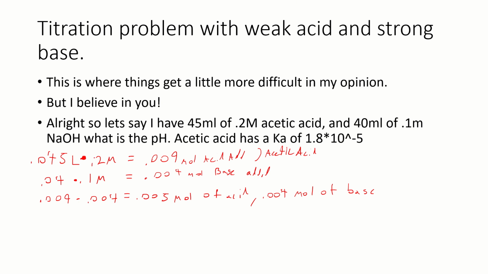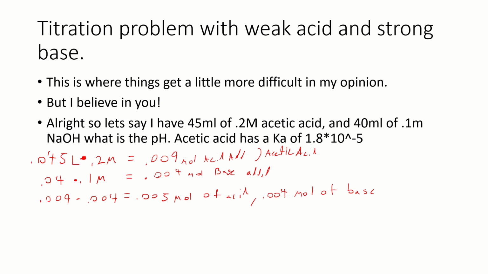You convert the 45 mL to 0.045 liters times 0.2 molar. I know it's not the best unit analysis, but this is just the average form to make it a little quicker for you guys. So it's going to be 0.009 moles of acetic acid, and then you're going to have 0.004 moles of base when you multiply it all out, because you have 0.04 times 0.1.